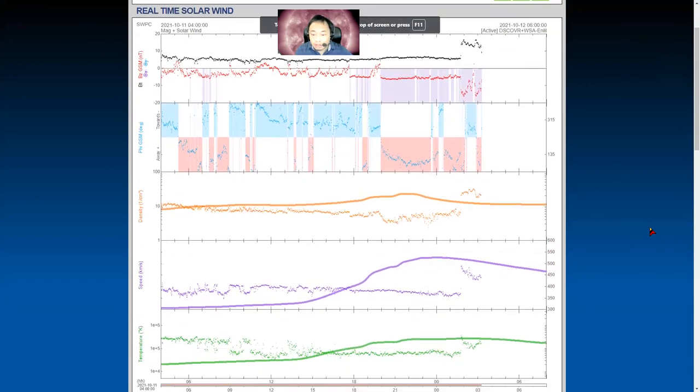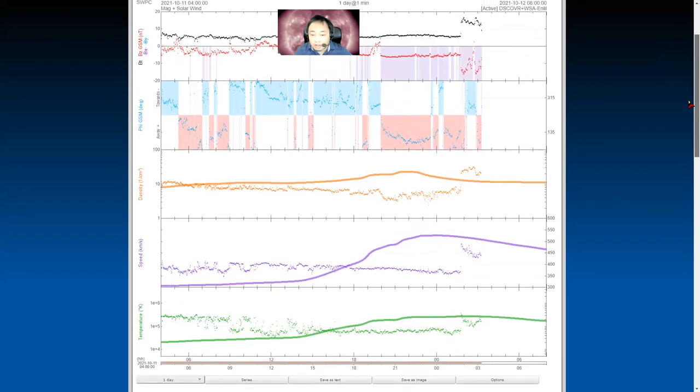So this is your full screen. Now let's look at this figure. The solid line is your WSA-ENLIL prediction. The dots are the actual measurements. This is solar wind temperature, solar wind speed, solar wind density. Phi tells you if it is toward the Earth or away from the Earth. What's much more important is the magnetic field. This is your ambient magnetic field, and this is your Z magnetic field.